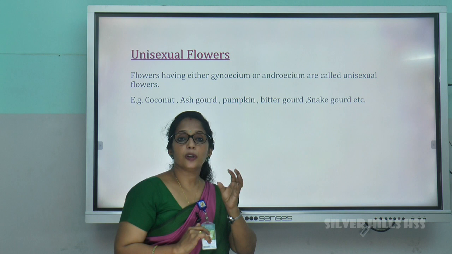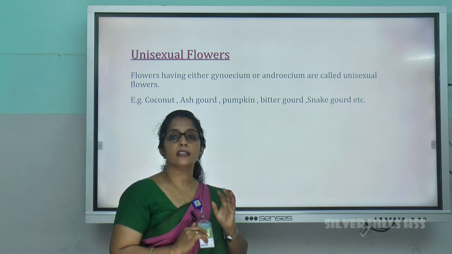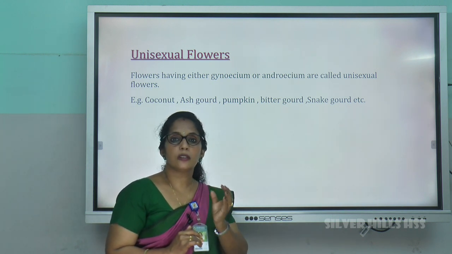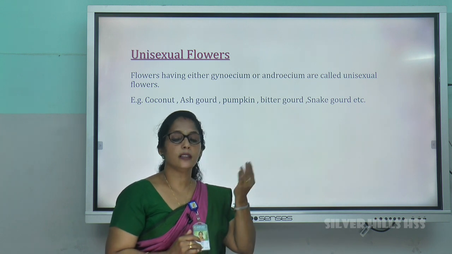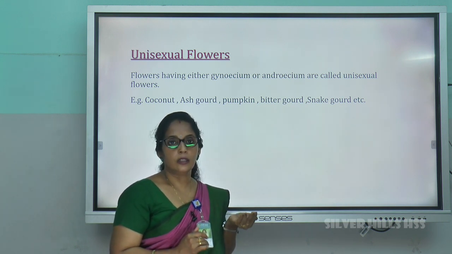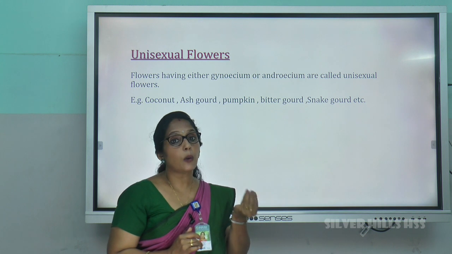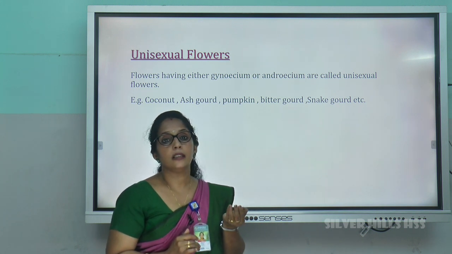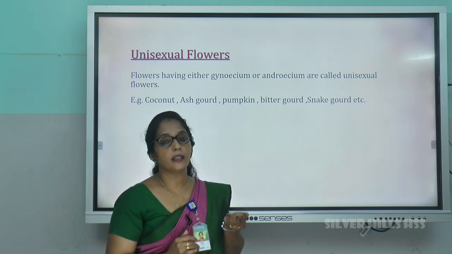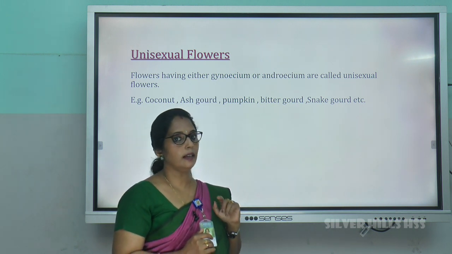So, whenever you are getting a flower, you must observe the flower and find out whether it is unisexual or not. That is, you just check what? You have to check whether there is stamen there. That means whether there is filament and anther in that flower.